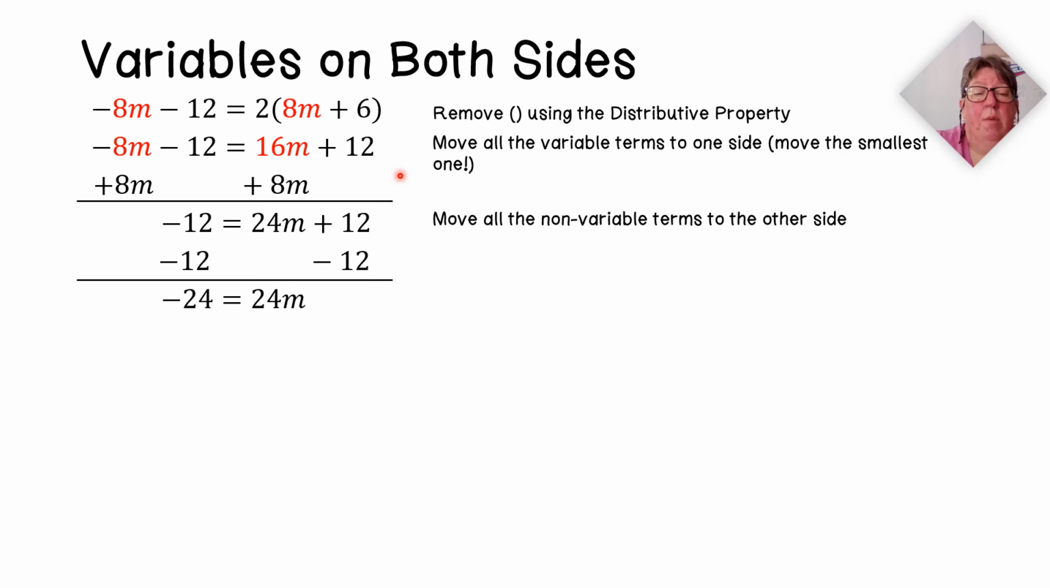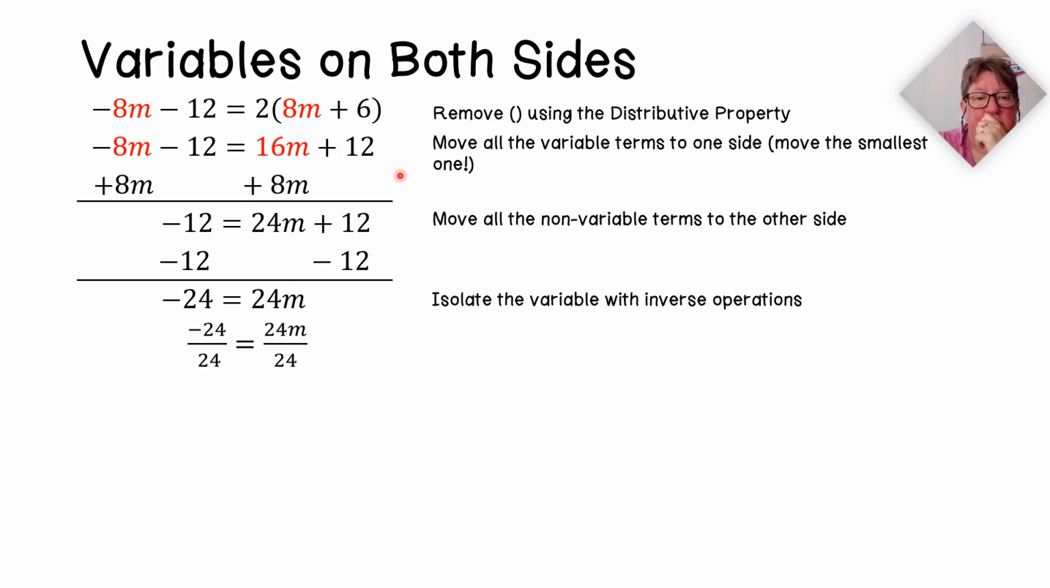So now I have all my variable terms on one side, all my non-variable terms on the other side. And now I'm going to isolate the variable using inverse operations, which is removing the coefficient. So my coefficient is 24. It's multiplying the m. So I'm going to divide both sides by 24. 24 divided by 24 is 1. So I end up with m is equal to negative 1.